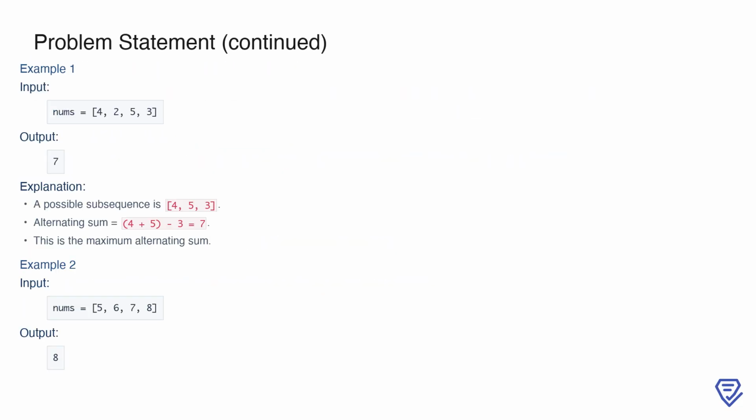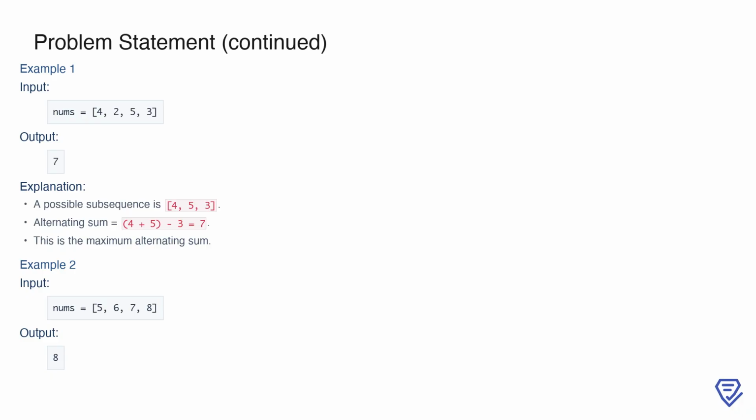Let's look at some examples to understand this better. In the first example, the input array is 4, 2, 5, 3. One possible subsequence is 4, 5, 3. If we calculate the alternating sum for this subsequence, we add the first and second elements, which are 4 and 5, and then subtract the third element, 3. This gives us 4 plus 5 minus 3 equals 7. After exploring all possible subsequences, we find that 7 is the maximum alternating sum for this input.